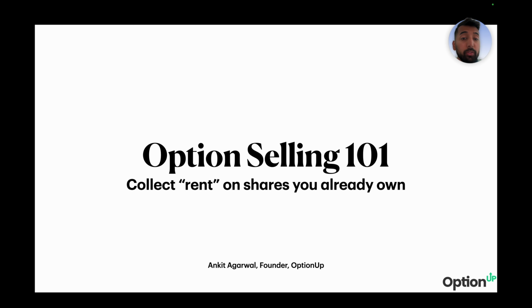So, we'll go through what is option selling and how you can collect rent on stocks you already own. And then we'll go over how you can use Option Up to really level up your investments.